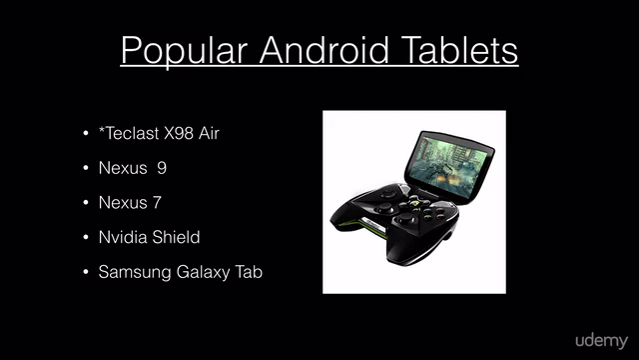Some other popular tablets in the marketplace right now: the Nexus 9, like I just said, that was recently released. The Nexus 7 is a smaller version of that, a smaller form factor than the 9-inch display. NVIDIA Shield, another Android tablet, is more focused on gaming, a really gaming-oriented tablet. It has a controller built in with a tablet display screen. And the Samsung Galaxy Tab. These are all great tablets that are available in the Android marketplace.